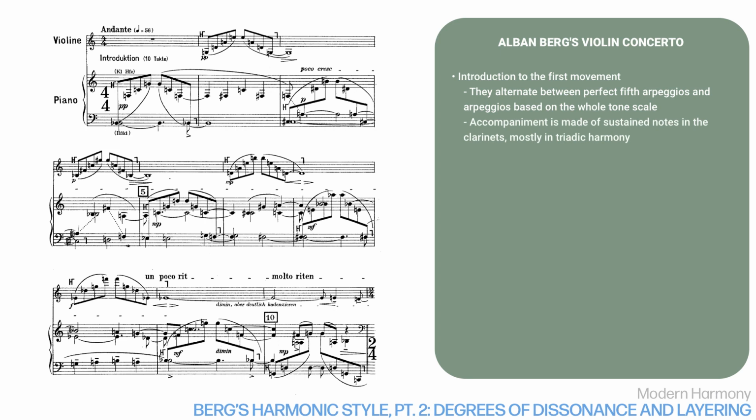The accompaniment is made of sustained notes in the clarinets, mostly in triadic harmony. It starts with just a pedal B flat in measure 1. In measure 2 it stays quite consonant with the solo violin, reaching the only semitone dissonance on the last eighth note of the bar, F sharp, and then F sharp resolves immediately to F natural, the start of the next bar.